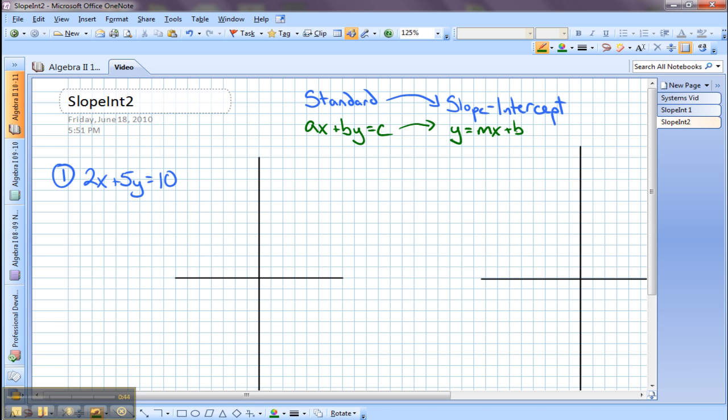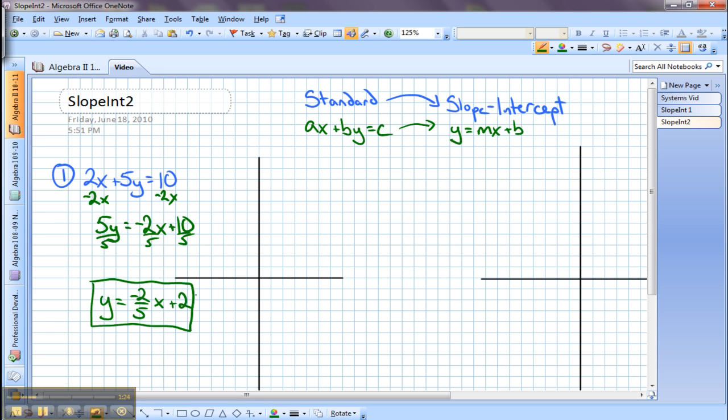In example number 1, we have 2x plus 5y equals 10. So to solve for our y value, the first thing we will do is subtract 2x from both sides, and we get 5y is equal to negative 2x plus 10. And then to get rid of the coefficient of y, we will divide each term by 5. And we get y equals negative 2/5 x plus 2. Now we have it in slope-intercept form.